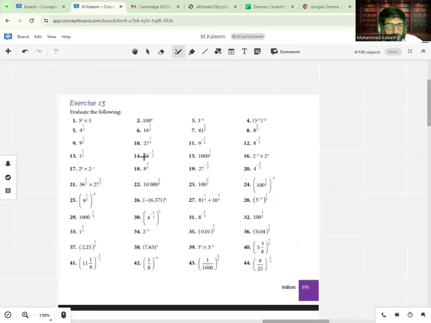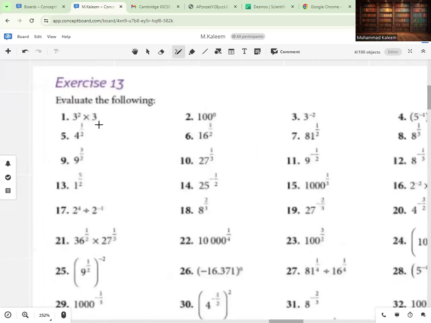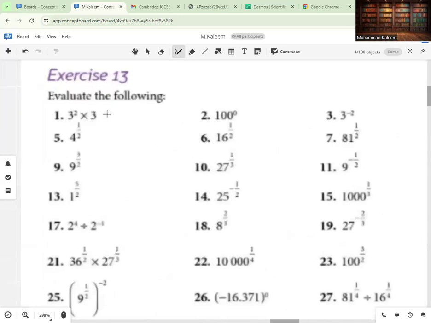Okay, next we have evaluate the following: 3 raised power 2 times 3. This one is very easy. You just have to write the exact answer. There are different ways to simplify. You can say that 3 raised power 2 means we have 3 times 3, and this 3 means we have 3. So that is equal to 27. That will be our answer.